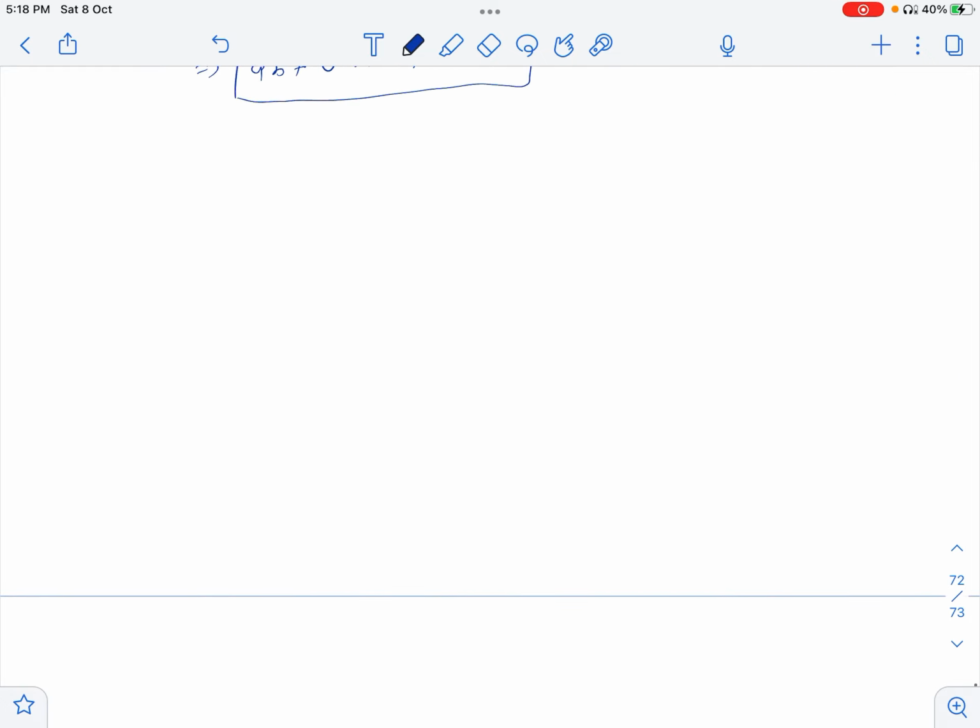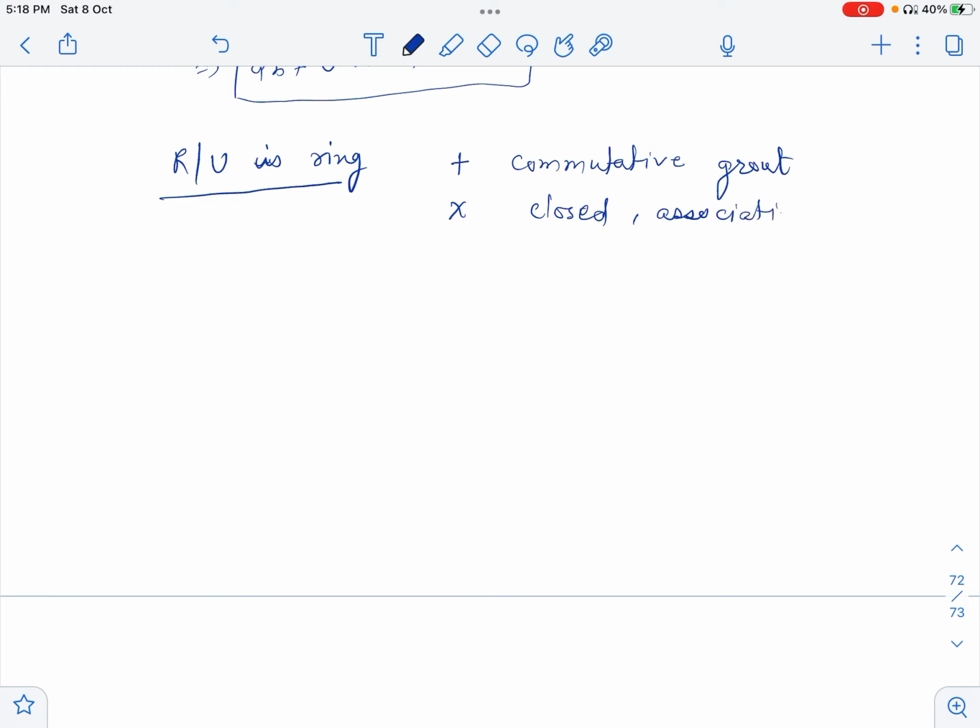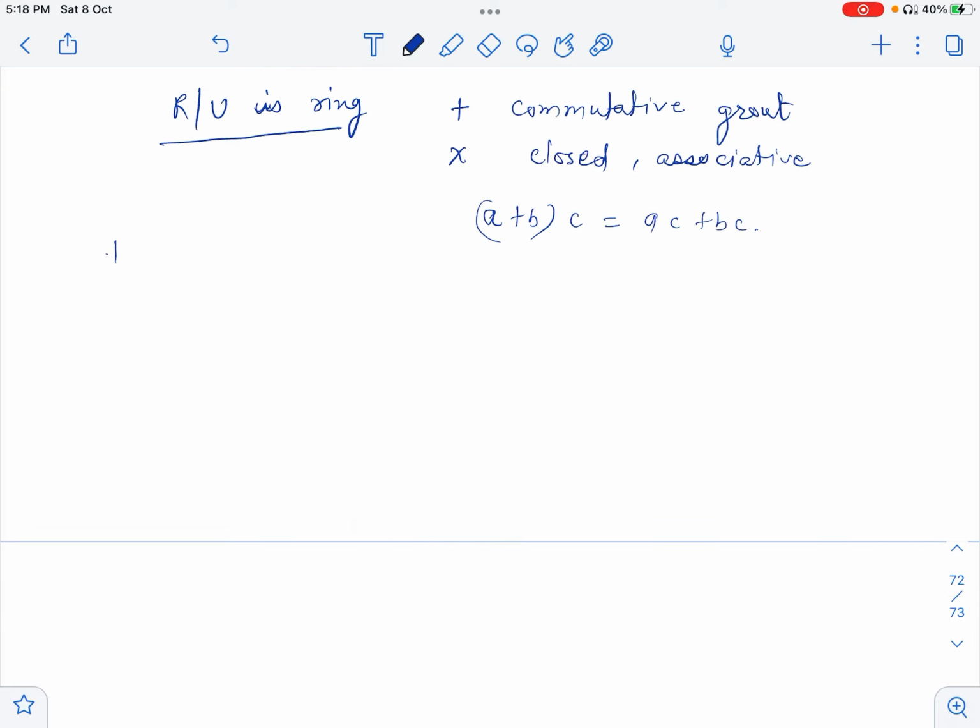Now we need to prove that this R mod U is a ring. So for a ring, we need to prove that with respect to plus, it is a commutative group, and with respect to multiplication, it is closed and associative, and also it satisfies the distributive property, (a plus b) into c is equal to ac plus bc. So for the plus operation, we need to prove that this is a commutative group.